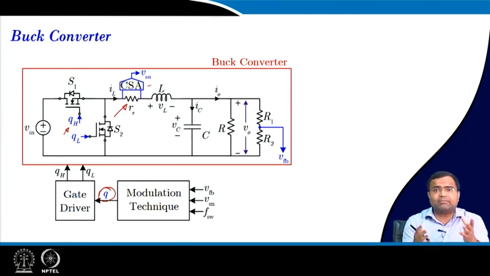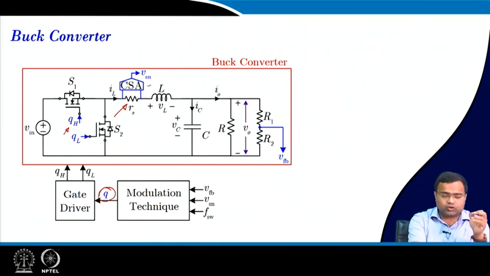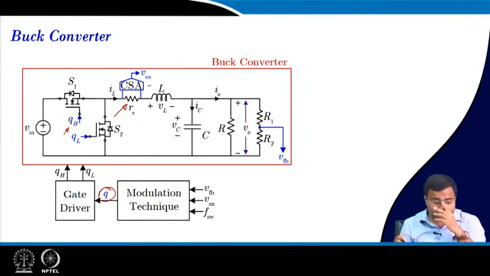But in a practical buck converter or any DC-DC converter, we need to consider some dead time. That means there should be a time gap between the turn off of the low side FET and the turning on of the high side FET. Otherwise there will be a shoot through operation and it may short the supply to the ground.